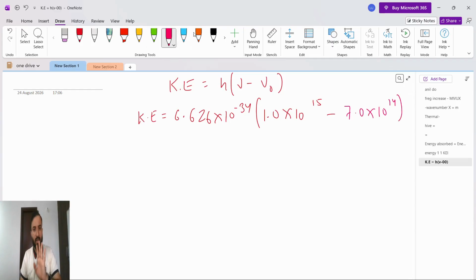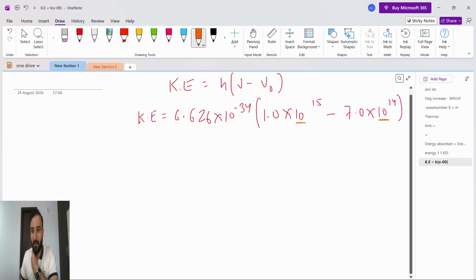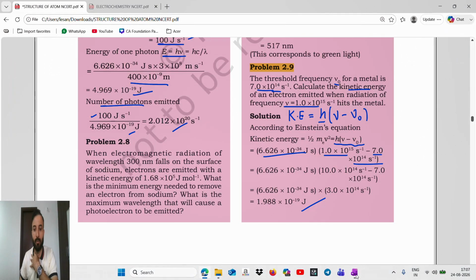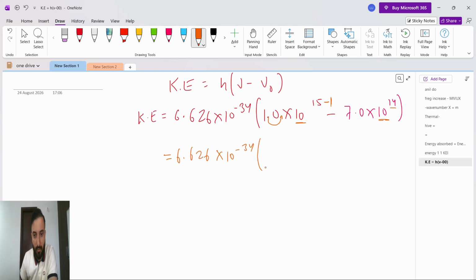Now guys, the simple thing we will do is make the 10 to the power the same every time. This is 15, this is 14. I will change 15 to 14, which means we have to do minus 1. When we do minus 1, the decimal point goes towards the right side. So it will become 6.626 into 10 to the power of minus 34, and this will become 10.0 into 10 to the power of 14.